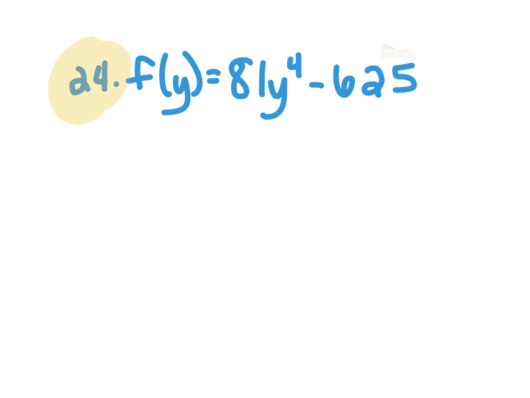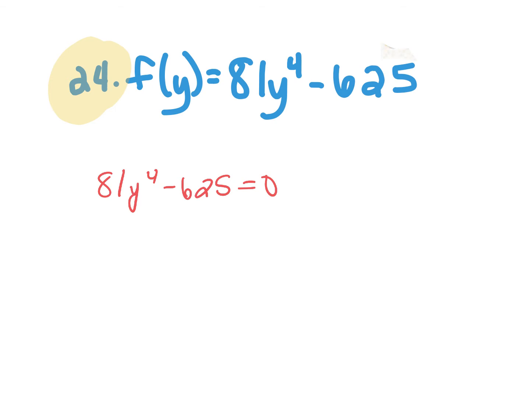Good. All right, let's look at 24. Same thing. We're trying to find the solution. So I have 81y to the 4th minus 625 equals 0. Go through the motions. Is there a GCF? No. Is this a trinomial that I can factor pretty? No. Is this a quadratic that I could just use the quadratic formula? No.